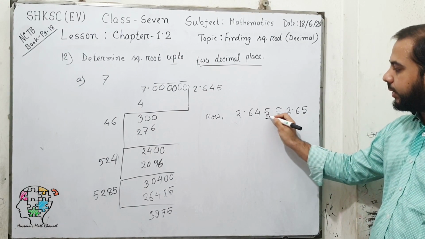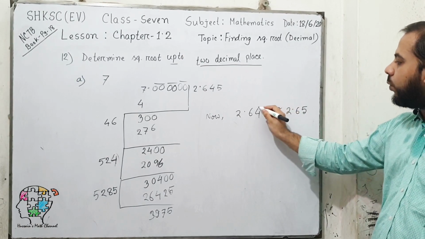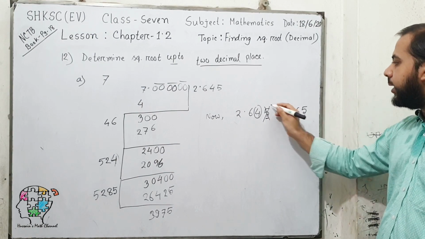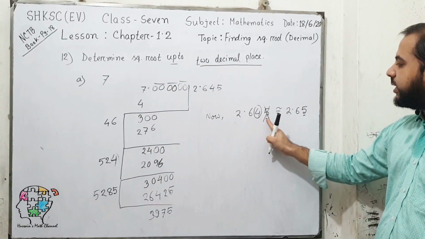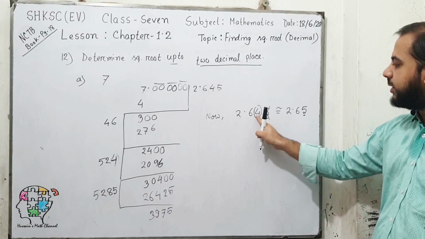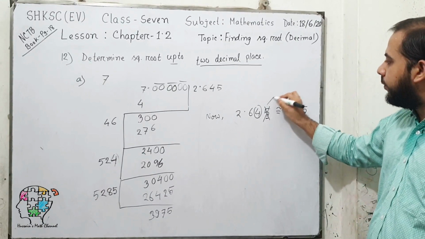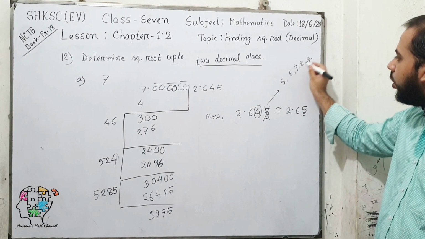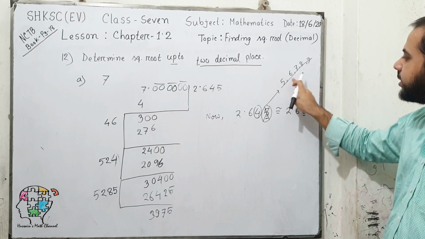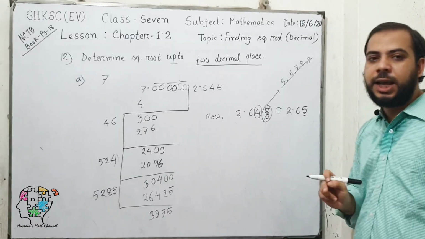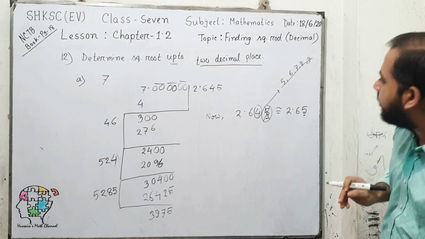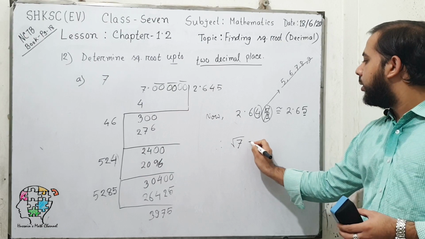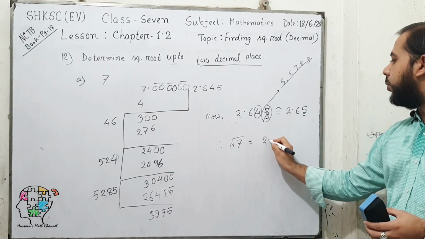If it is equal to or greater than 5, we have to add 1 with this digit, that is 4 will become 5, and this 5 will be removed. Instead of this 5 we just add 1 with this 4. Remember, not only for 5, if this digit is greater than or equal to 5, that is 5, 6, 7, 8, 9, for all these digits, we have to add 1 with the previous digit, which is called the round off method. Now the answer will be, the square root of 7 will be 2.65.